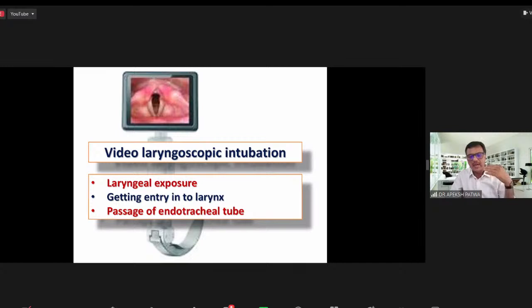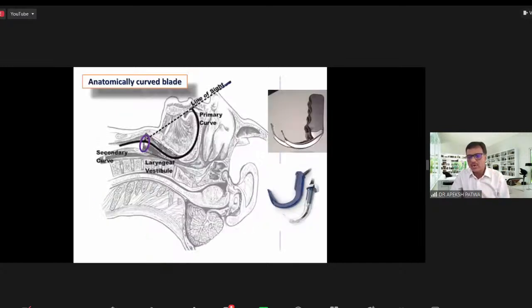Now we'll discuss the entry into the larynx. With direct laryngoscopy, we are creating a direct line of sight. But with video laryngoscopy, the camera is here. We need to maneuver the tube along the oropharyngeal curve, along the primary curve, along the curve of the blade. That requires pre-shaping of the endotracheal tube.